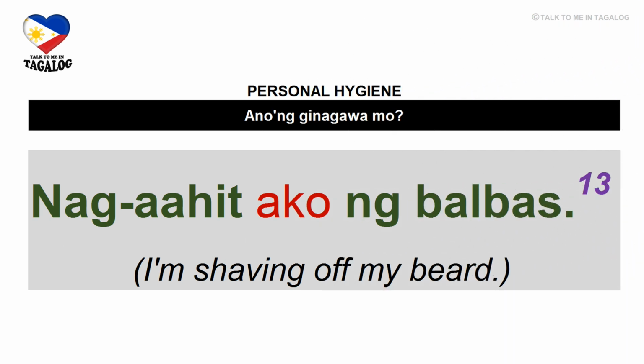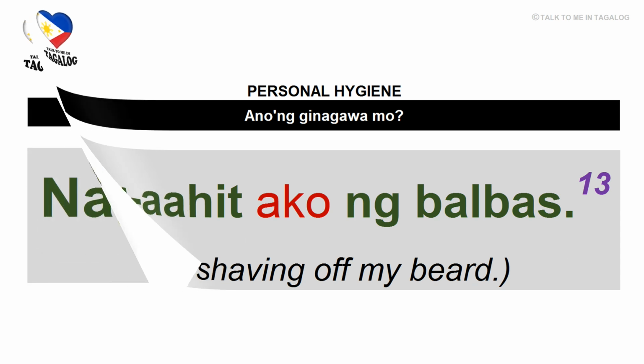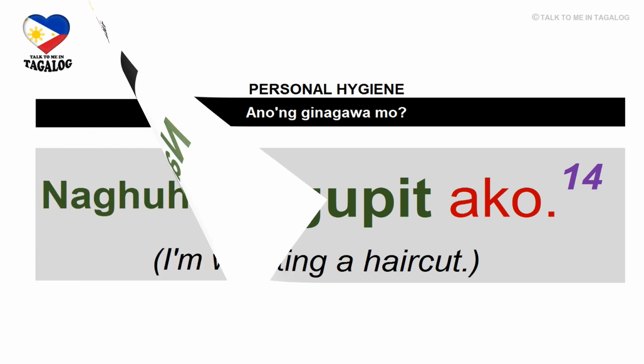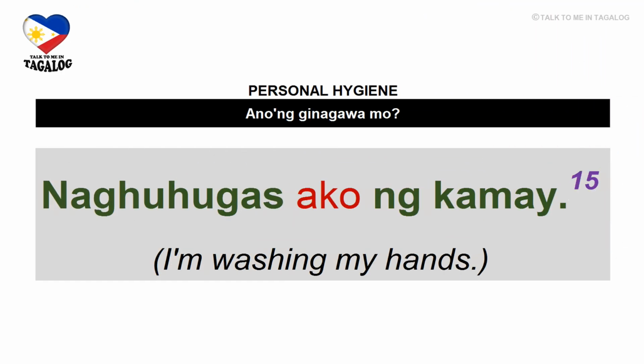Anong ginagawa mo? Nag-aahit ako ng balbas. Nag-aahit means shaving and balbas is beard. I'm shaving off my beard. Nagpapagupit ako, meaning I'm getting a haircut. Naghuhugas ako ng kamay. Naghuhugas means washing and kamay is hand. I'm washing my hands.